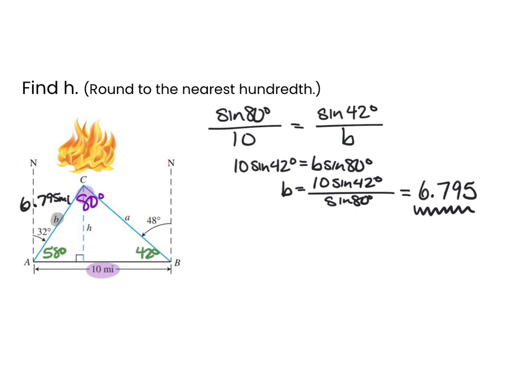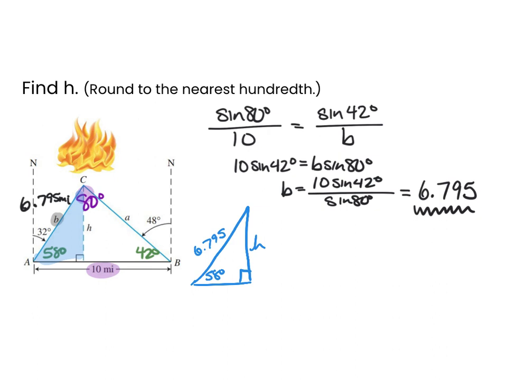But if I were to redraw this triangle here, and I'm going to highlight it in blue, I'm going to redraw this triangle based on what I know so far, just to make it maybe easier for you guys to see what I'm doing. So we have this 90-degree angle. This is 58 degrees. This is 6.795, and this is the angle H.